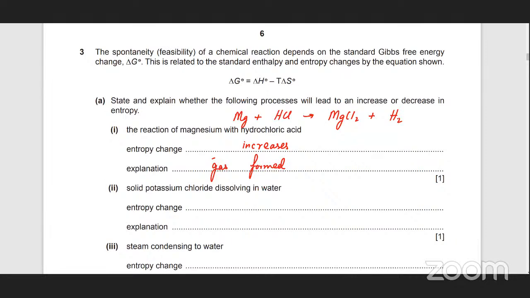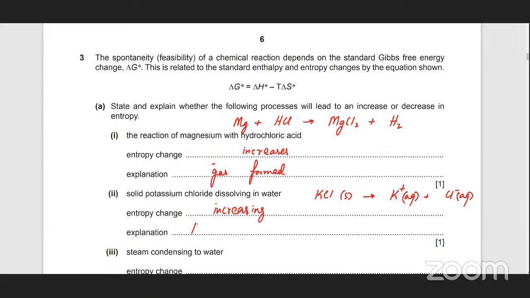Potassium chloride dissolving, so KCl solid. When it dissolves, it forms aqueous ions. So K+ aqueous, Cl- aqueous. So why is the disorder increasing? But it is increasing. Yeah. What will the answer to why be? More ions.